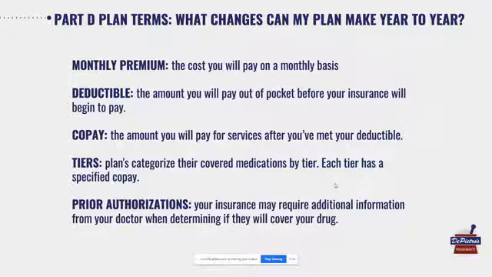So the pharmacies have no control over this, even though we bear the brunt of it. But this is strictly between your doctor and your insurance company. So prior authorizations of certain drugs also change every year. So these are some common terms.